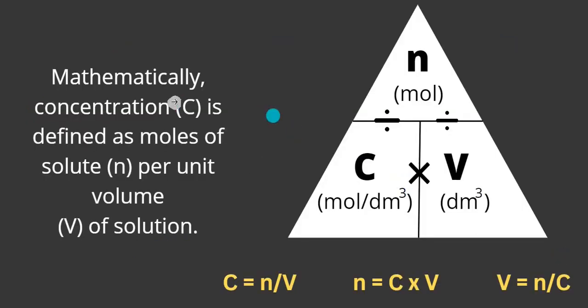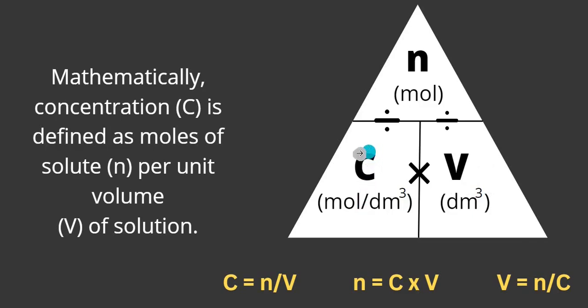Right. So we can express what we've just described mathematically, where we say the concentration, which is represented by the letter C, is defined as the number of moles of solute. Remember, the solute is whatever substance we are dissolving into the liquid, right? Per, meaning divided by, the volume of the solution, right? And this is why we have this triangle over there that you need to familiarize yourself with.